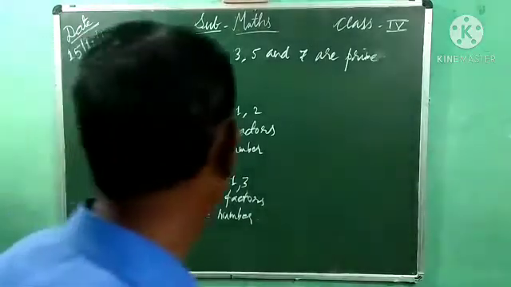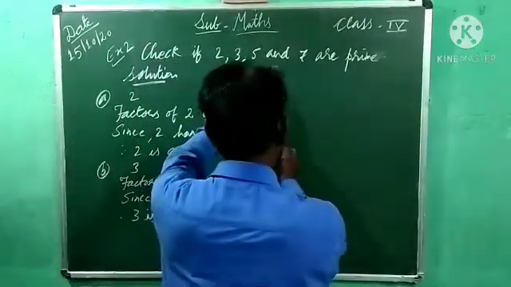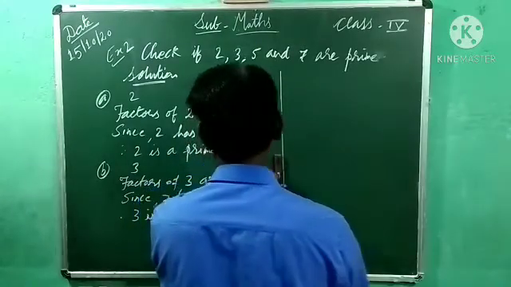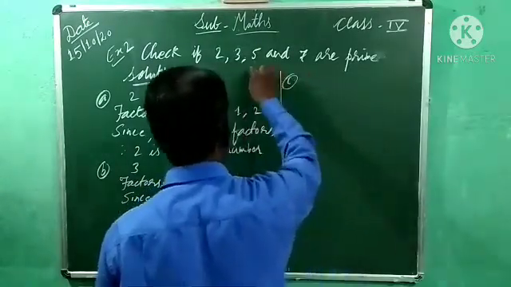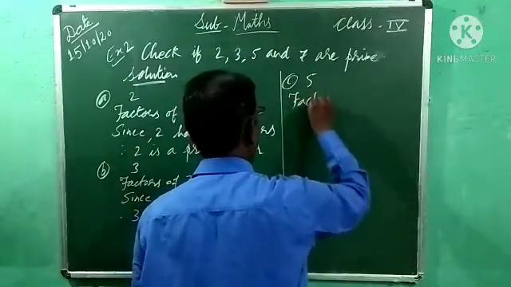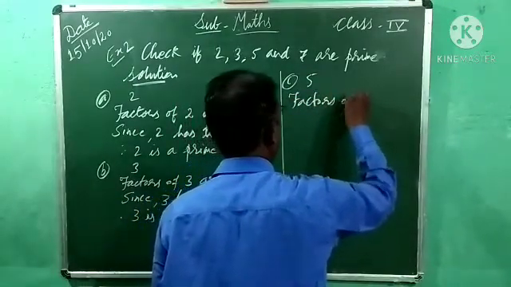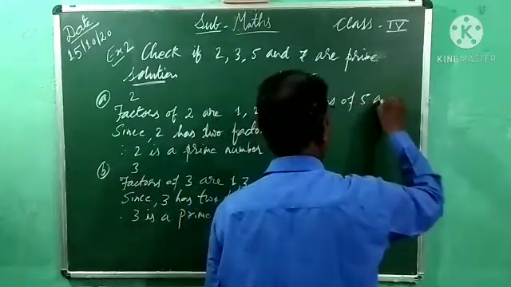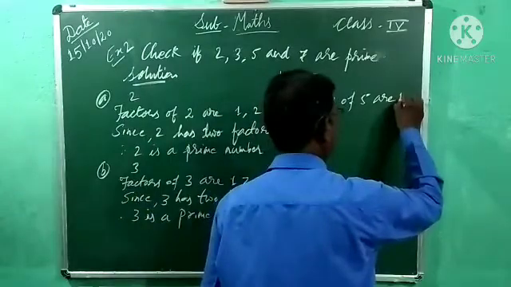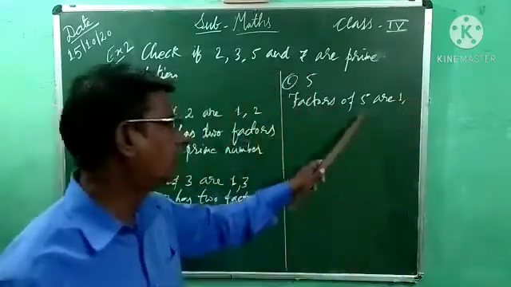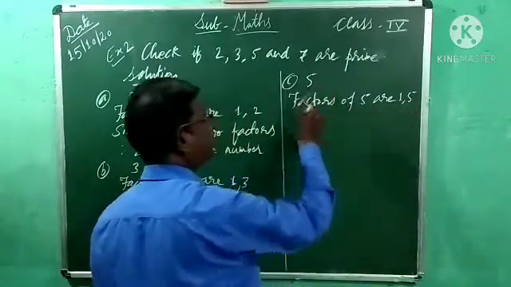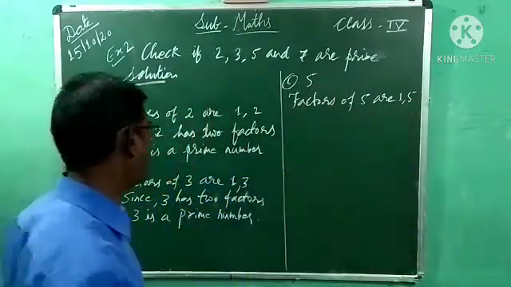Now we will write here C and D. Here I am taking C. C means which number? Our 5. Factors of 5 are: look, in which table are we getting 5? 1. In 2's table we are not getting 5, 3 also not, 4 also not. 5: 1 and 5. How many factors? 2. 2 factors we got. Factors of 5. So that's why 5 is a prime number.